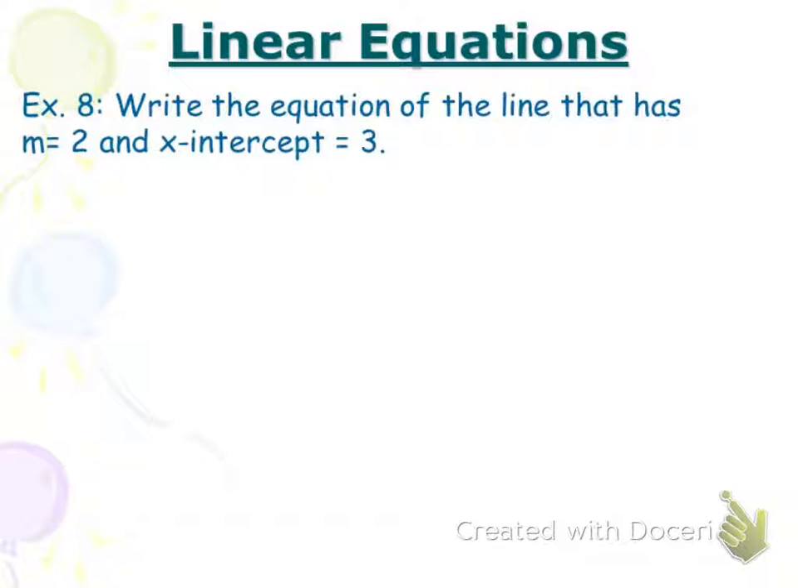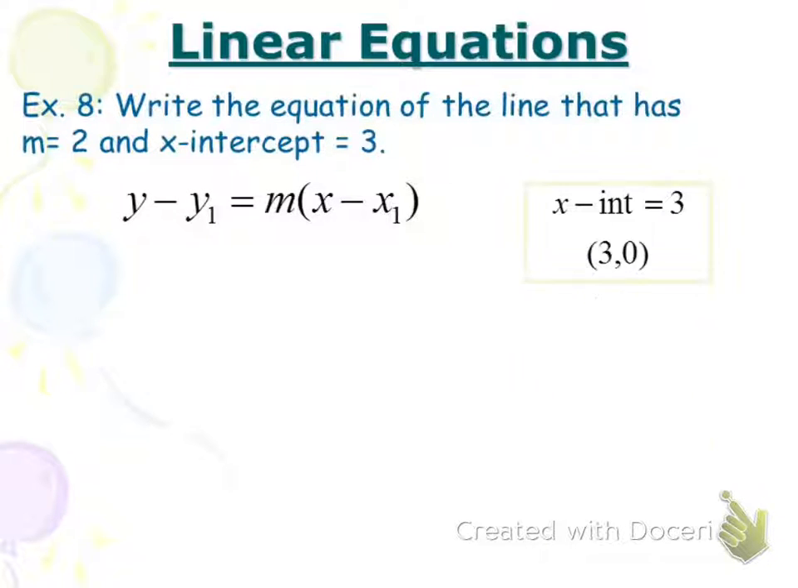Write the equation of the line that has a slope of 2 and an x-intercept of 3. What two pieces of information are we always looking for if we have to write the equation of a line? A point and a slope. We got a slope given to us here, right? Do we have a point? Sure about that? 3. What's the definition of the x-intercept? Where y equals 0. So we do have a point. It's 3, 0.